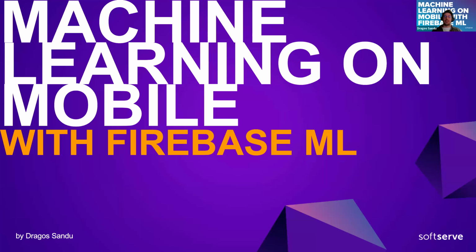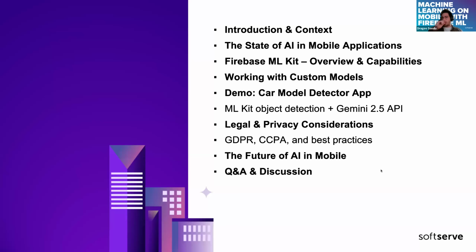All right. So let me present you a little bit our agenda for this presentation. At first, I want to make an introduction and give you a context about the machine learning world in mobile. Then talk a little bit about the state of it and how it's implemented. Then I want to give you an overview and capabilities of the Firebase machine learning kit. Then how we can work with custom models, because in the end, we want to bring our own work to our application. Then I want to showcase a demo.